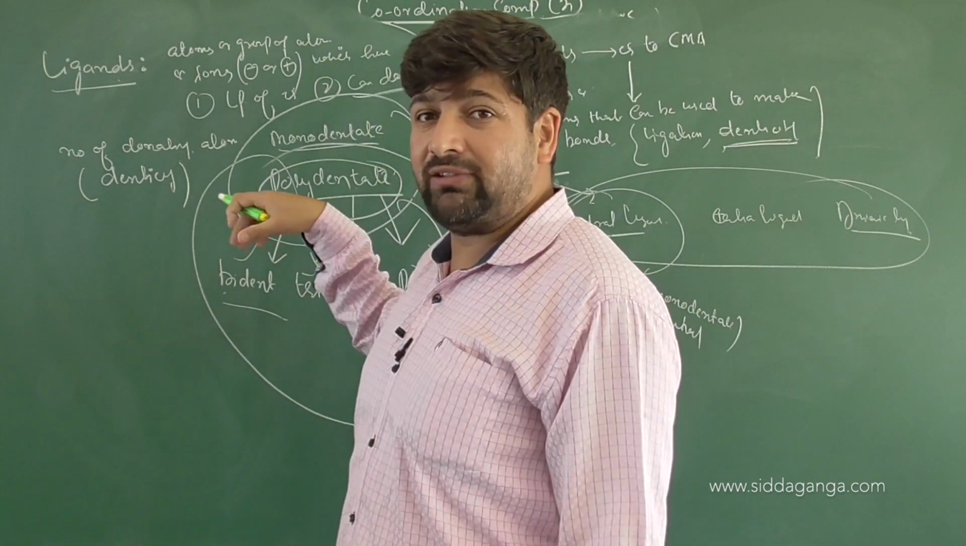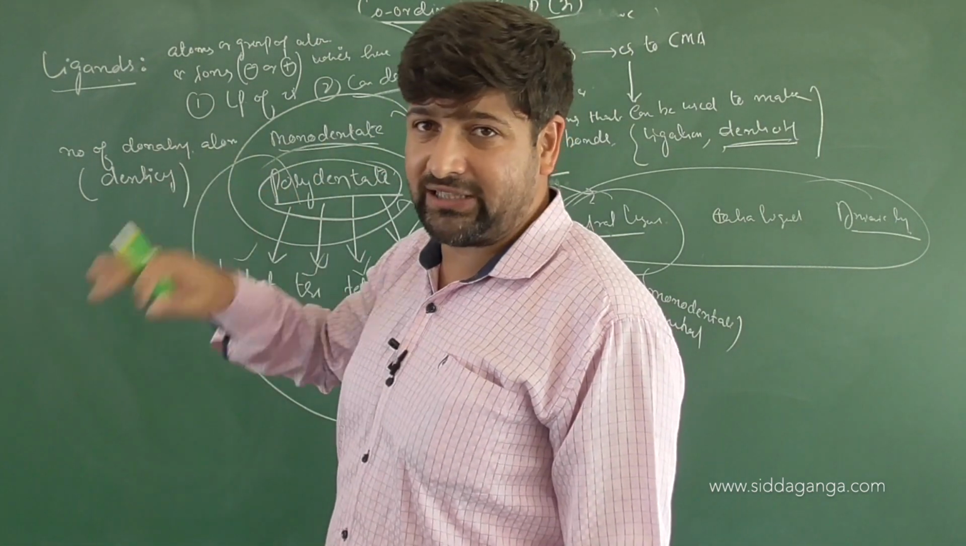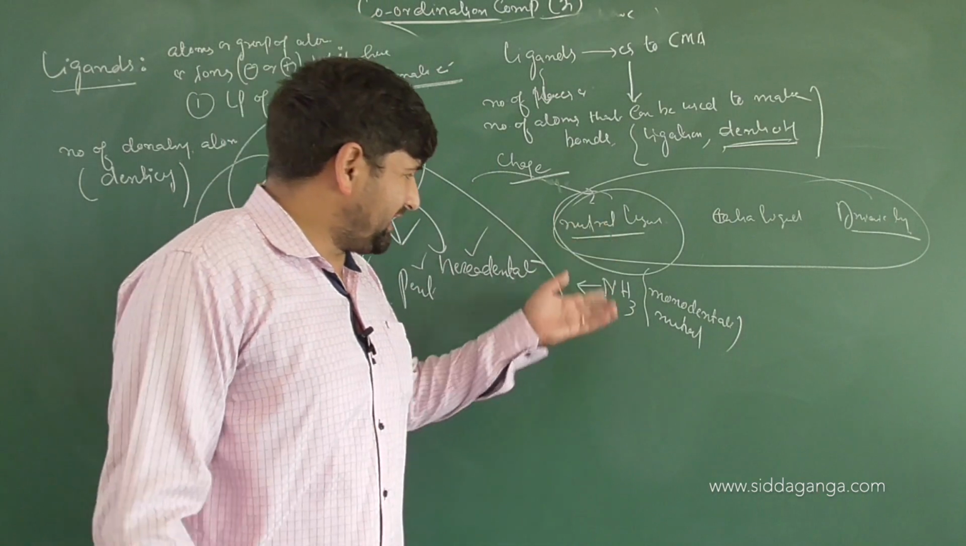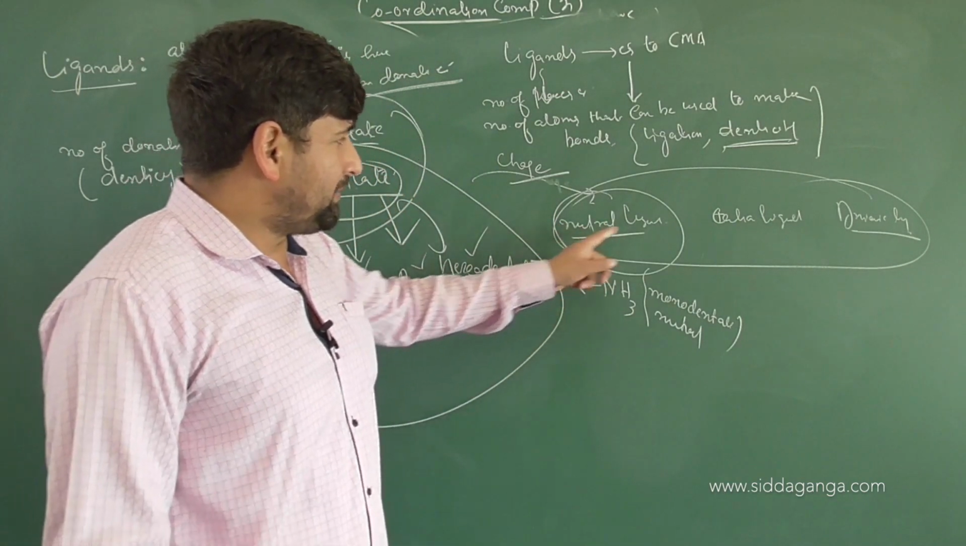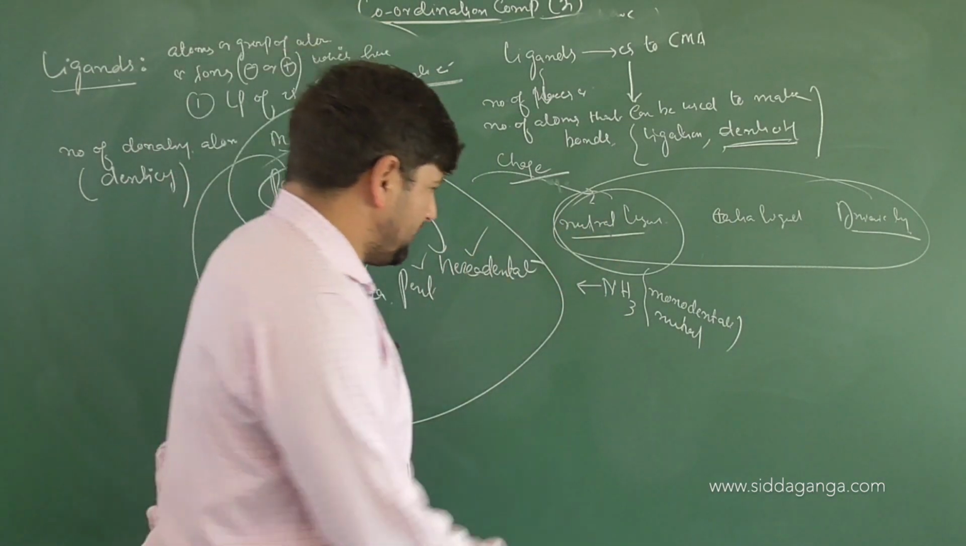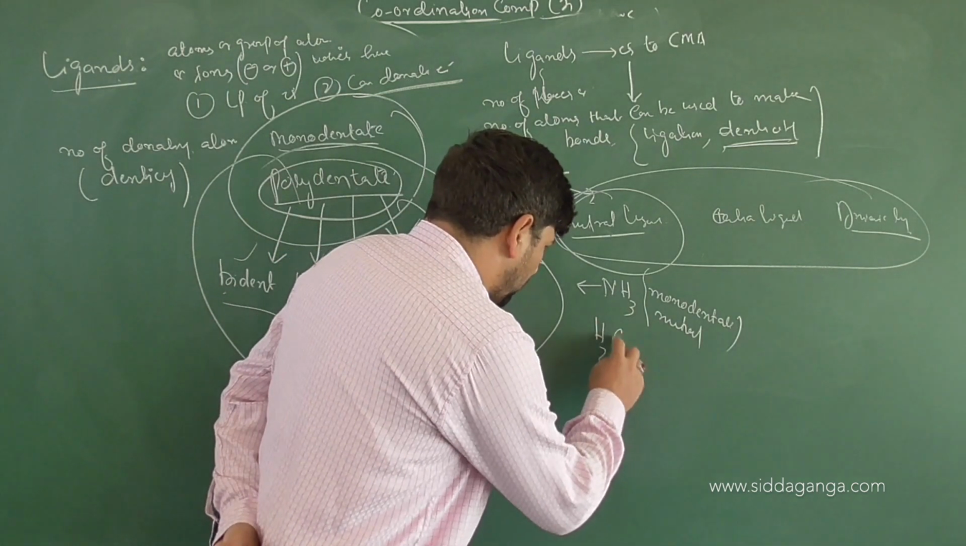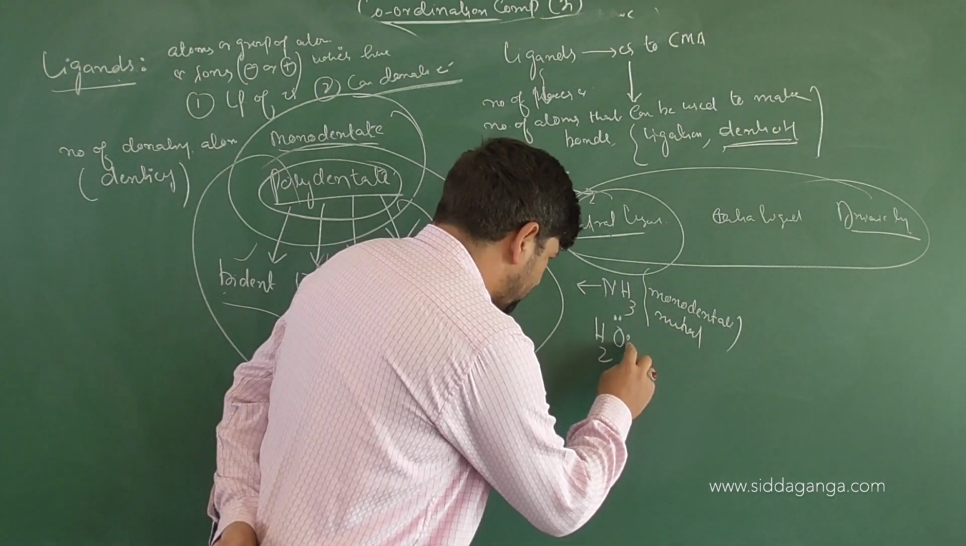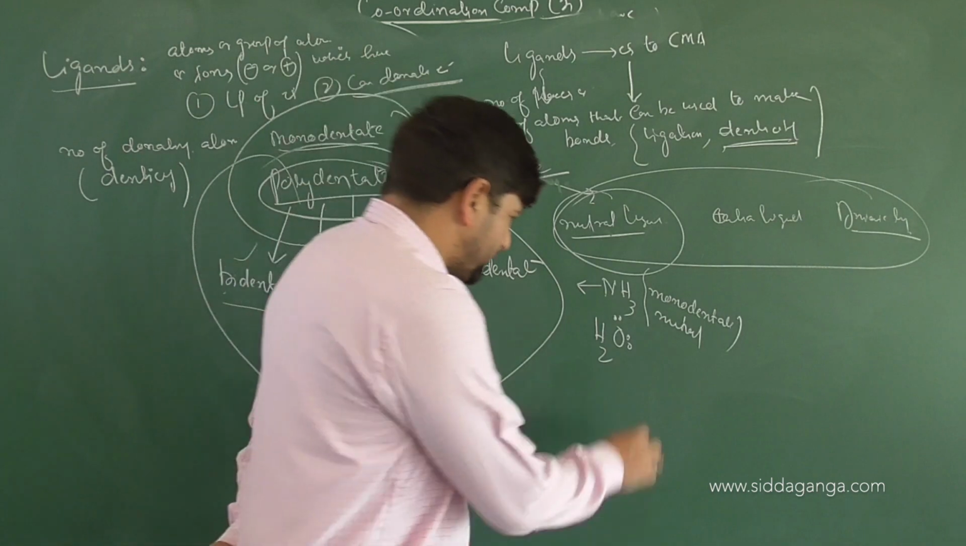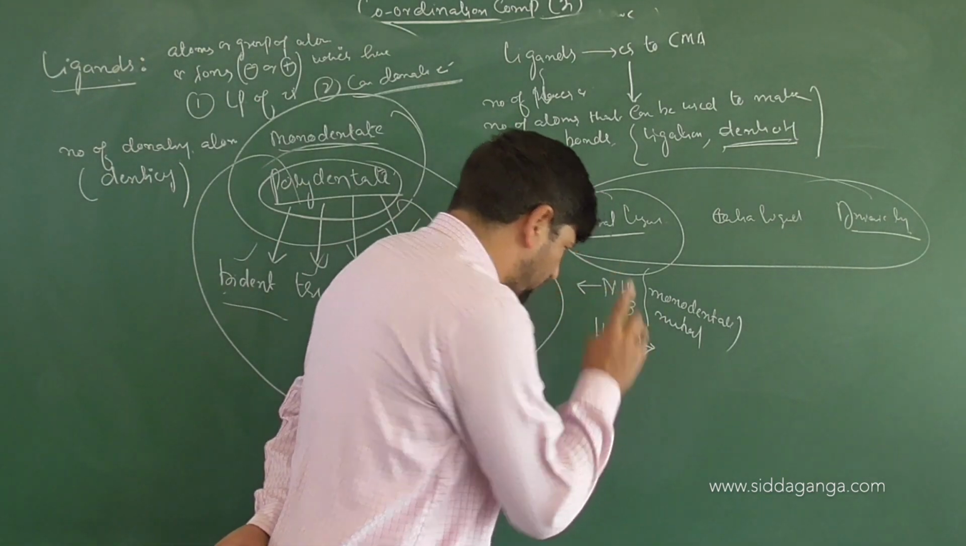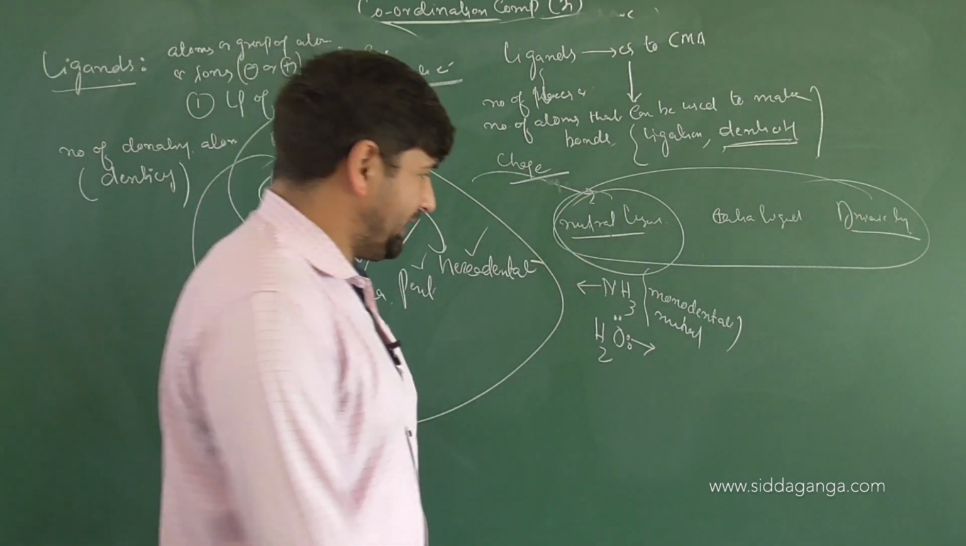So within that we have ligands which are positively charged, negatively charged, and neutral. Let us take some examples of monodentate ligands which are neutral. Ammonia is a neutral ligand. Similarly, water, because oxygen contains how many lone pairs of electrons, children? 2. So it is able to donate 1 lone pair of electrons from oxygen. It's again a monodentate ligand.